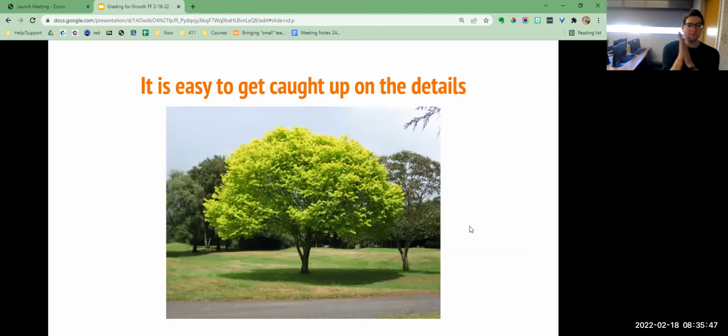Next, I just want to make sure it's not easy to get caught up on details. To me, thinking about grading is sort of like the root system of a tree. It's the underpinnings of a class with everything like that. So you have to keep in mind that there's a whole other thing going on here.